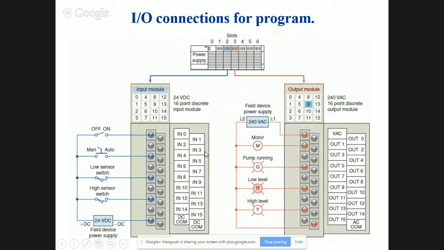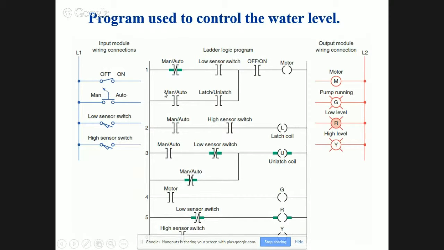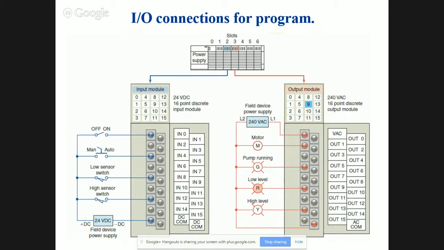Here's showing I/O connections for that example. I really don't like the descriptions here because whenever I do a manual auto switch, I'll put a big description that says when the switch has a bit of 1, it's in automatic mode. If it is equal to 0, it's in manual mode, because it gets really confusing when you put manual/auto right there. Which is the manual, which is the auto? Well, you design that in your descriptions.